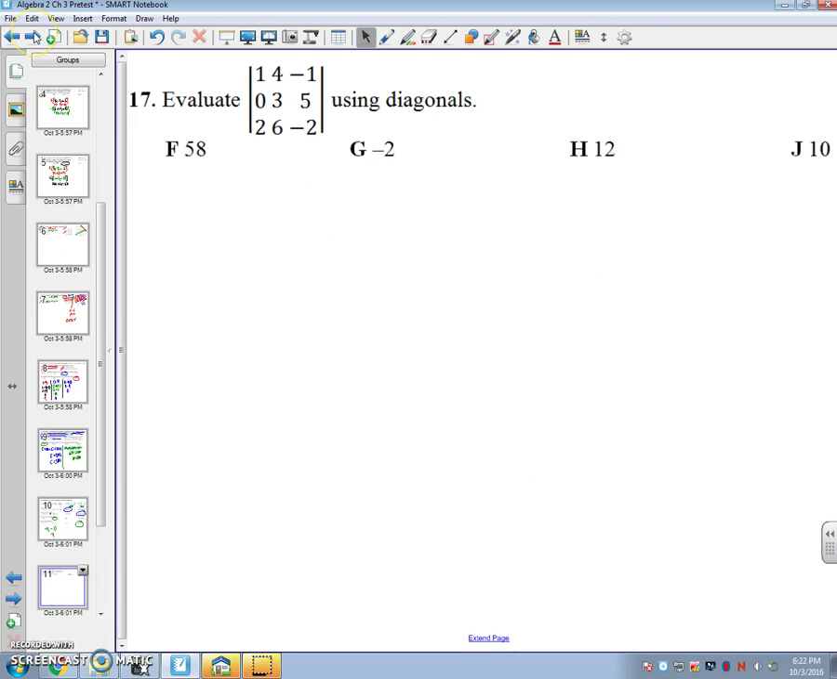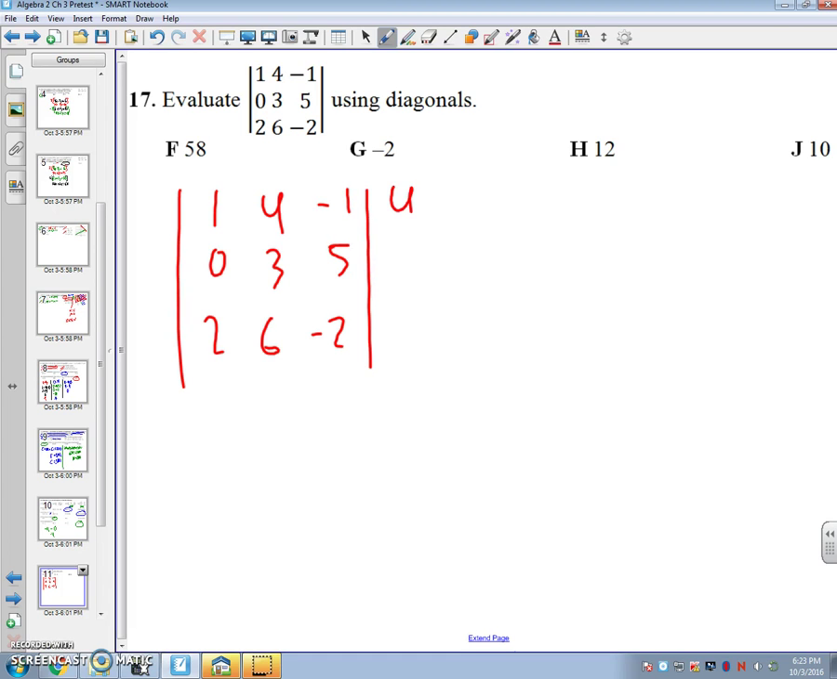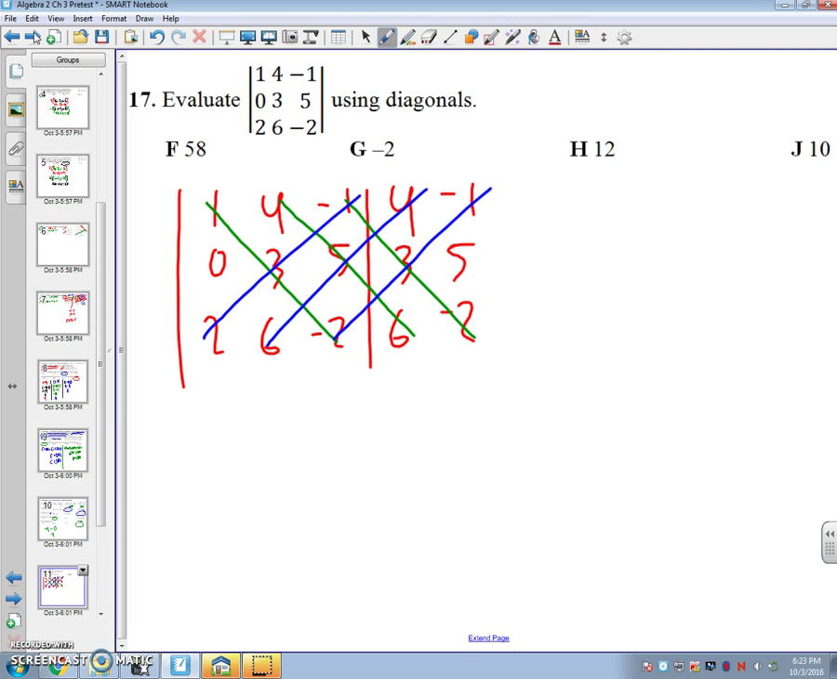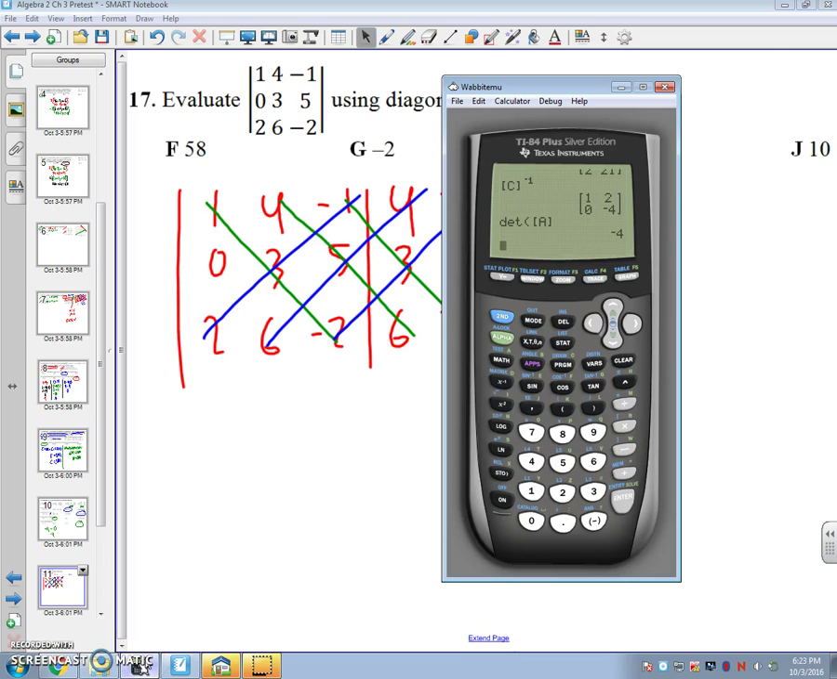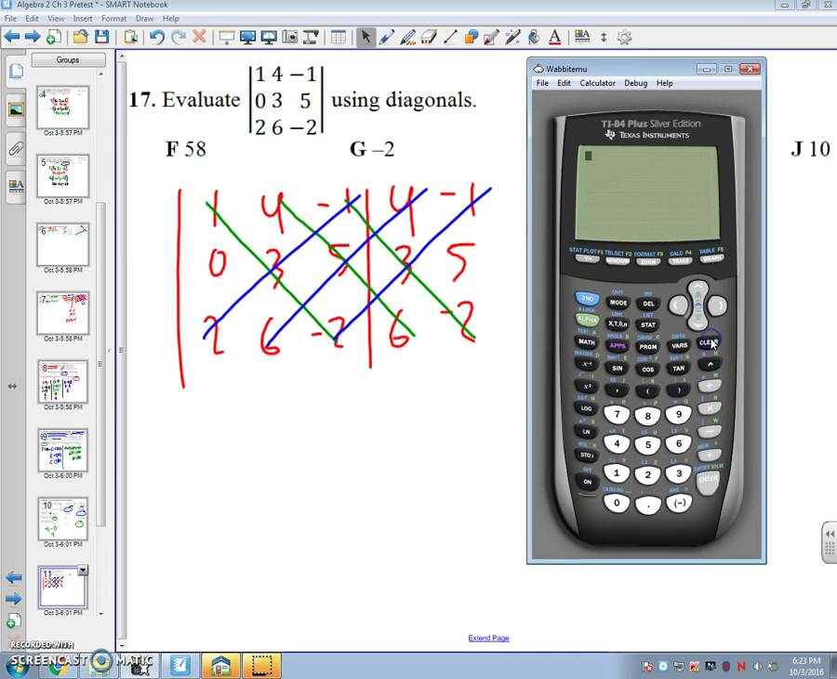Alright, 17. Find the determinant, using diagonals. So you could rewrite the thing like this with the last two columns on the side again. So 4, 3, 6, negative 1, 5, negative 2. And do diagonals. Get that number, that number, add them. Then you get this number, this number, this number, add them, and subtract those two final numbers. Now, 3 by 3s are more for pre-AP. So I'm just going to do the calculator.